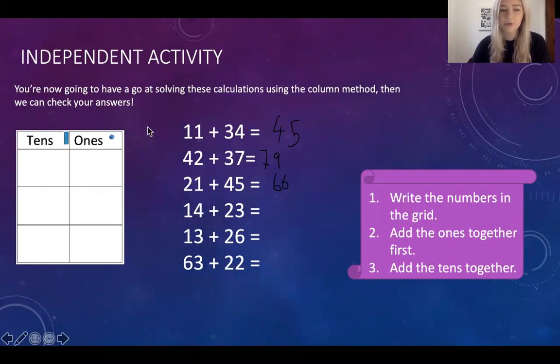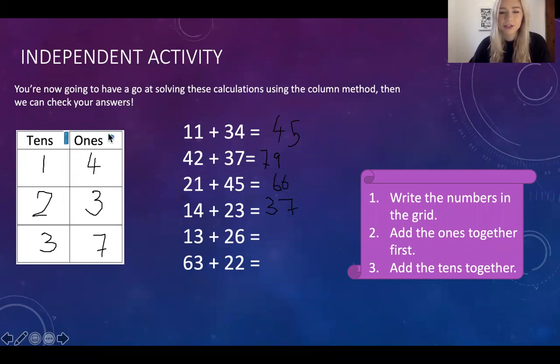Moving on to the next one, we've got 14 plus 23. So I'm going to partition 14, 1 10, 4 ones. And then we're going to partition 23, 2 10s and 3 ones. And then we add the ones together first. 4 plus 3 we know equals 7. And then 1 plus 2 we know hopefully equals 3. So the answer for this question is 37.